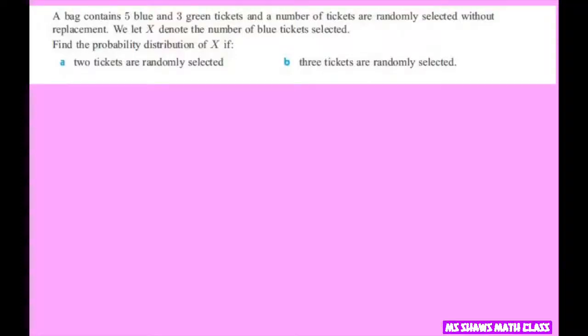Everyone, a bag contains 5 blue and 3 green tickets, and a number of tickets are randomly selected without replacement. Let X denote the number of blue tickets selected. We have to find the probability distribution of X when 2 tickets are randomly selected and also when 3 tickets are. For the first one, we don't have to do a tree diagram, but we can.